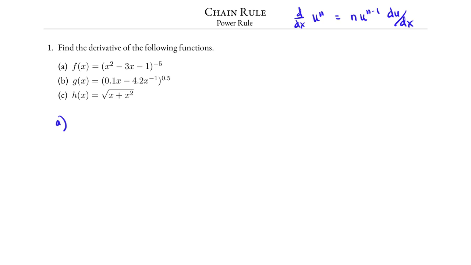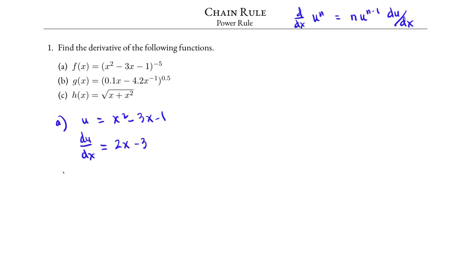For part A, the inner function is u equals x squared minus 3x minus 1. And so du dx, which is the derivative of u with respect to x, is 2x minus 3, where we use the difference shortcuts with 3 terms. The derivative of x squared is 2x. The derivative of 3x is 3. The derivative of 1 is 0, so we do not need to write this.